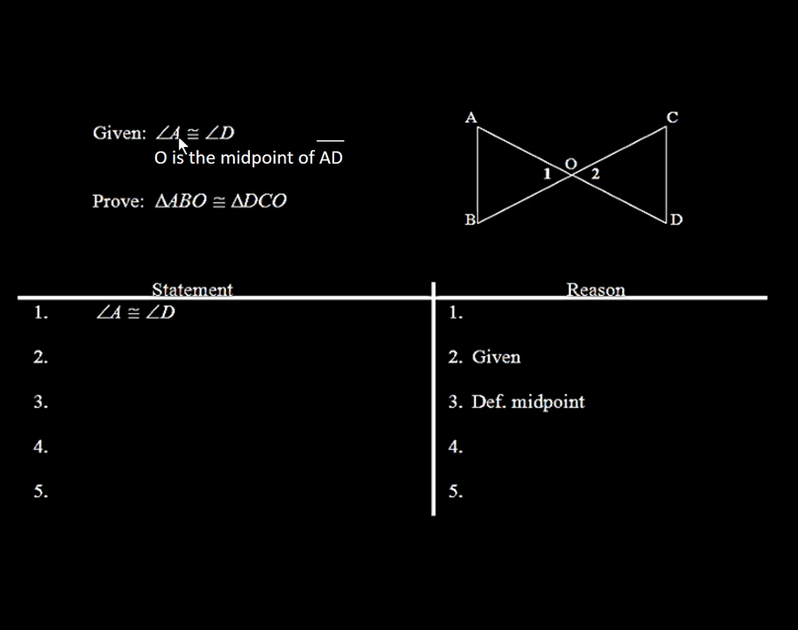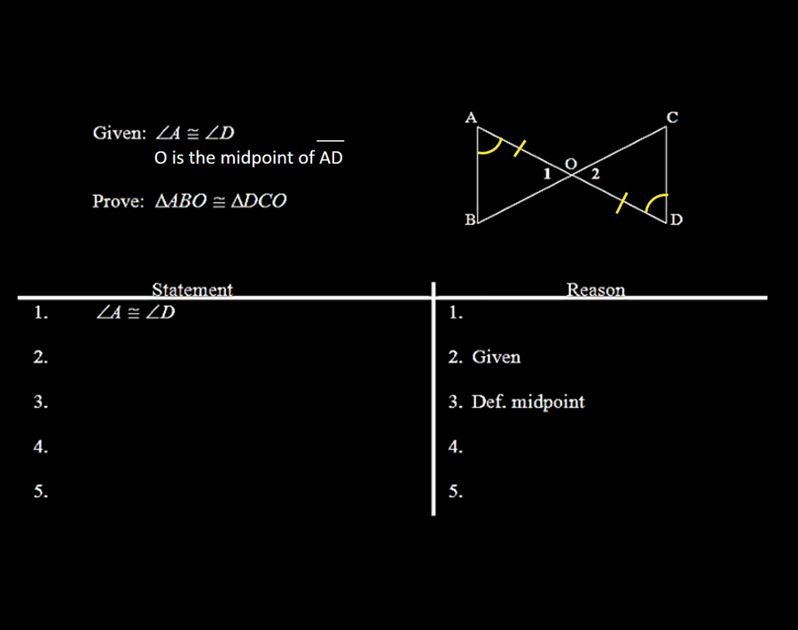Here's this one. All right, so again, start with your given information. Angle A is congruent to angle D. You want to mark that in the picture. Since O is the midpoint of AD, that means this segment, AO, and this segment, DO, are congruent. That'll be by definition of a midpoint.